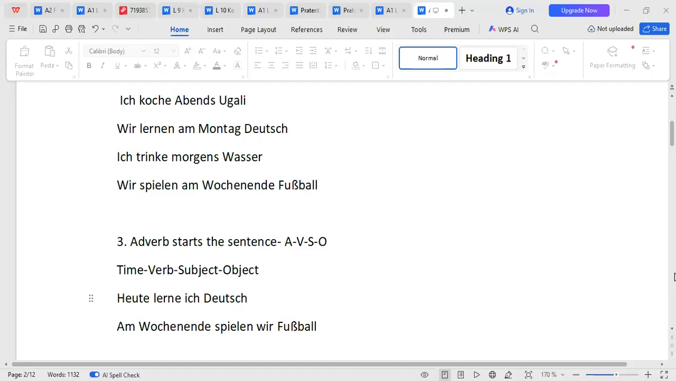Susan, bitte schön, Unterricht war interessant. Ja, sehr interessant, interesting. Yeah, good.